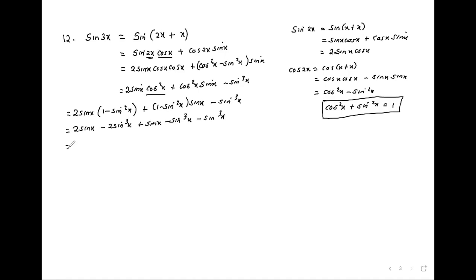Then add like terms. So we have 2 sin x plus sin x, we get 3 sin x, minus 2 sin cubed x minus sin cubed x minus sin cubed x, we get 4 of them. This is in terms of sine without the double or triple angle, which is what we're asked to do.